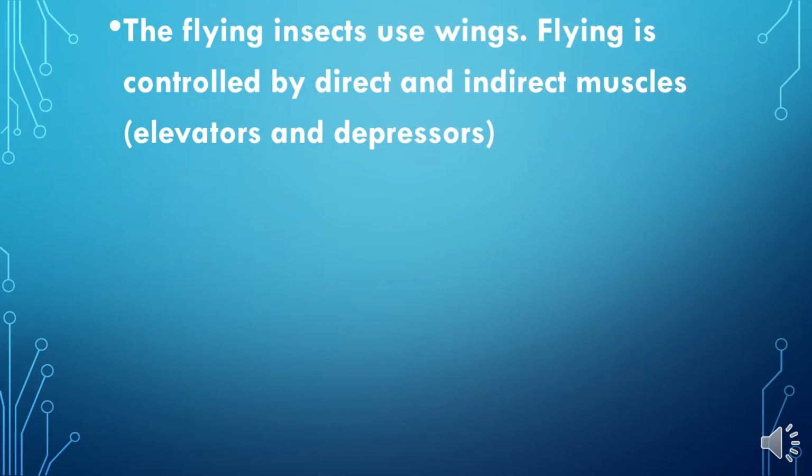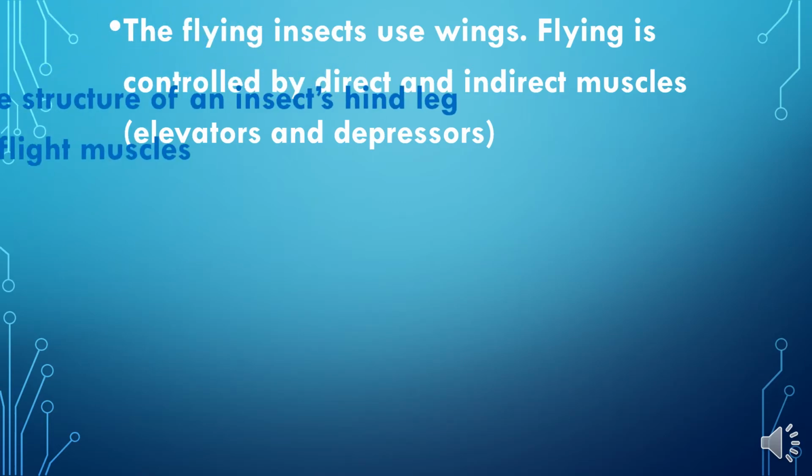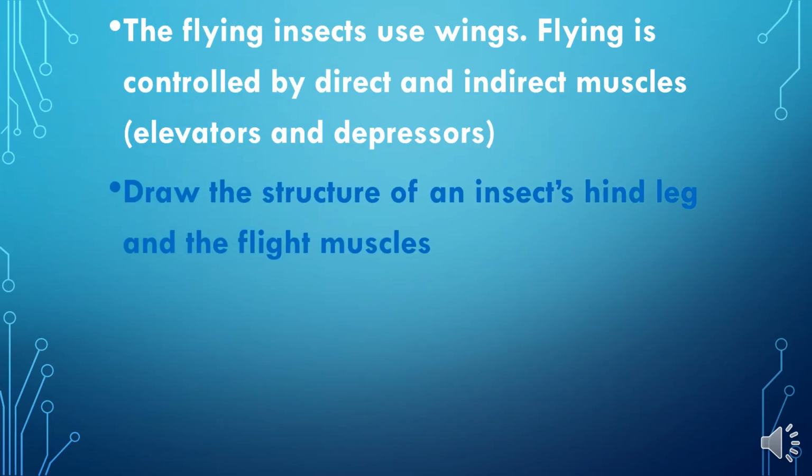The flying insects use wings. Flying is controlled by direct and indirect muscles. We call them elevators and depressors. Draw the structure of an insect's hind leg and the flight muscles.